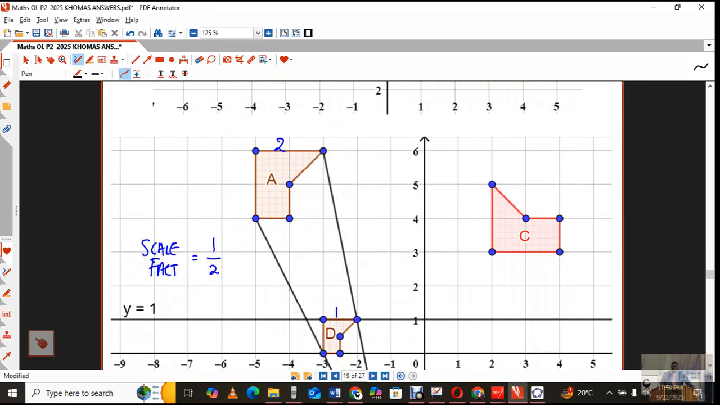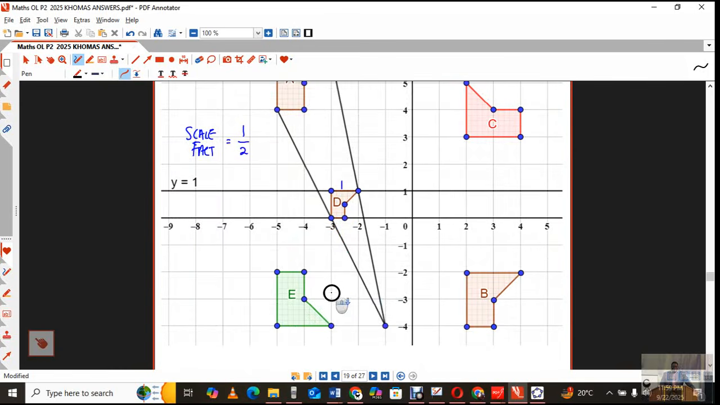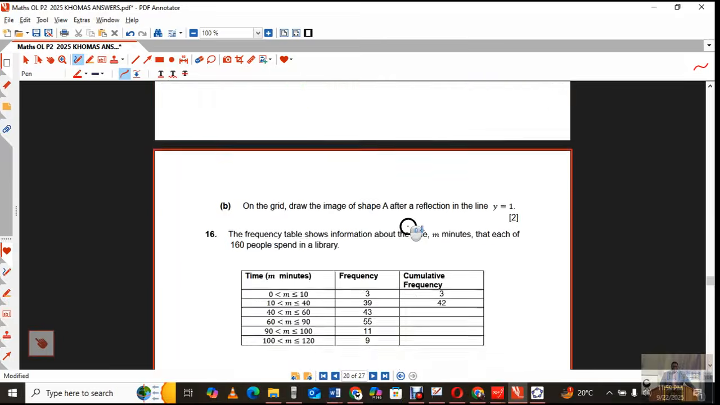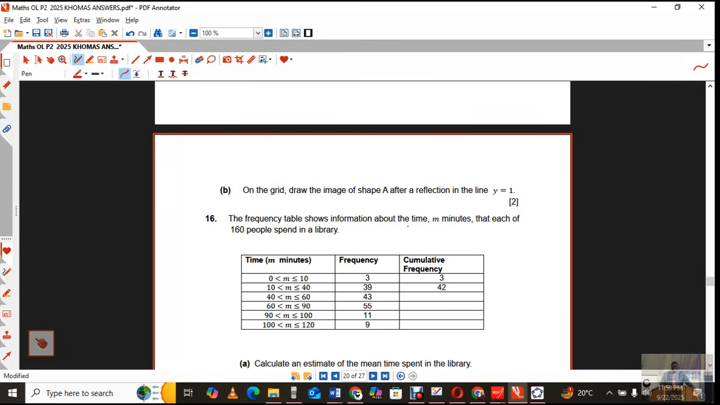So at the end of the day, this is how that one should be, and I think maybe that is like 2 marks for reflecting. So you draw the line y equals 1 and then you reflect. Each point and the corresponding point should be exactly the same distance from the middle line. Okay, good. Now that brings me to question 16.